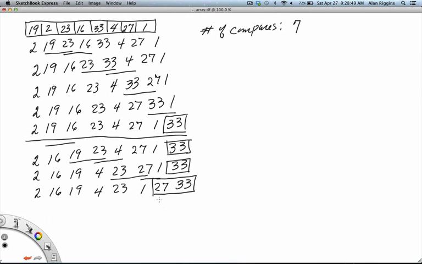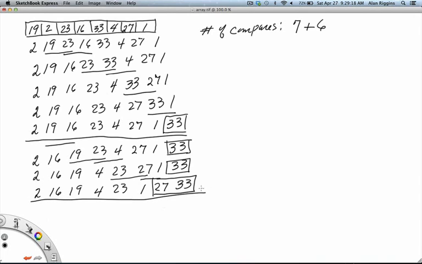Now, how many comparisons did we do this time? We compared this set, that's 1, 2, 3, 4, 5, 6. We did 6 comparisons this time. So the array has 8 elements. We do 7, then 6, and of course the next pass we're going to do 5.